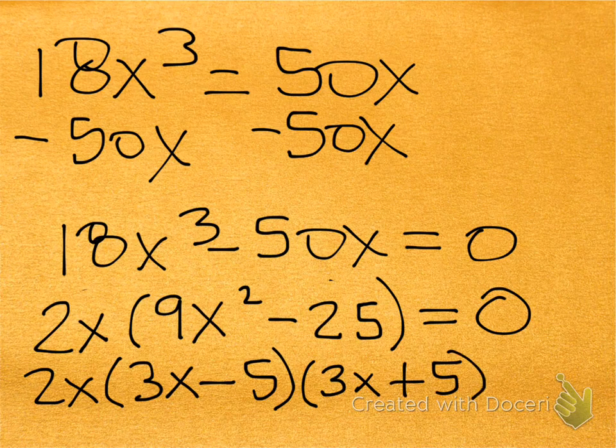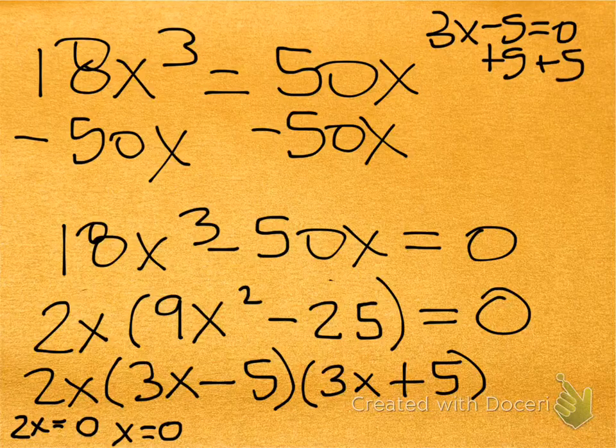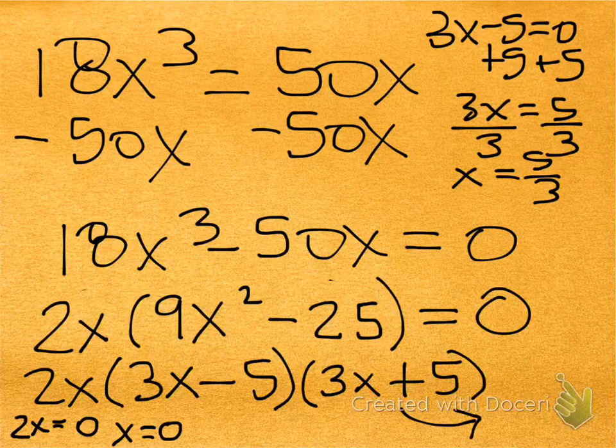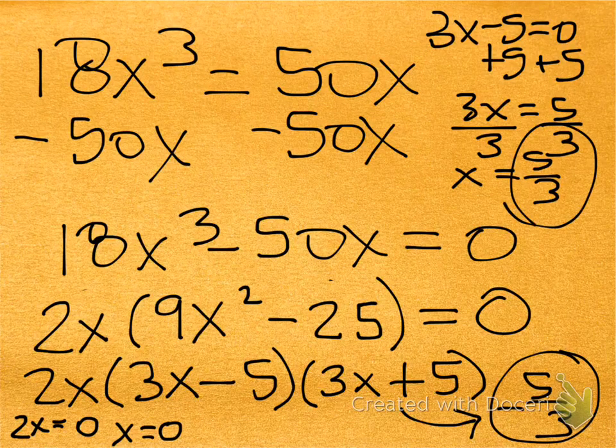So if we put all of these equal to 0, we have 2x equals 0, which would then give us x equals 0 as one answer. Then we have 3x minus 5 equals 0. So solving for x, we would have 3x equals 5 and divide by 3, or 5/3, and then the other one is just going to be negative 5/3 because the only difference is the plus sign. So our three answers are 0, 5/3, negative 5/3, and that concludes lesson 8.8.